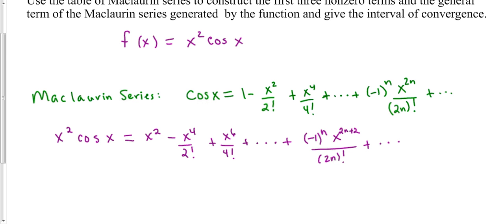So I have my first three non-zero terms, I have my general term, and the interval of convergence is going to be all x, just as it was for cosine x, because multiplying by x squared hasn't really changed anything that would affect what my interval of convergence is.